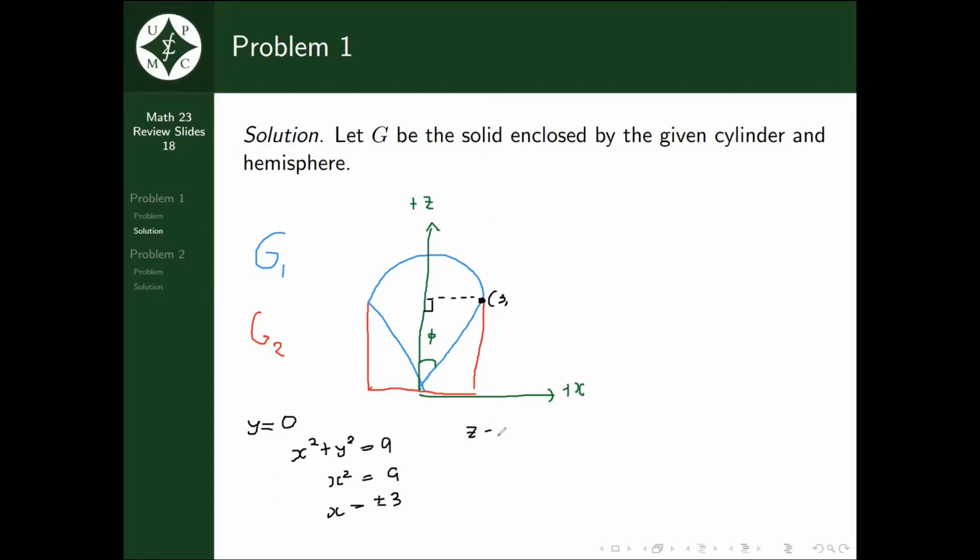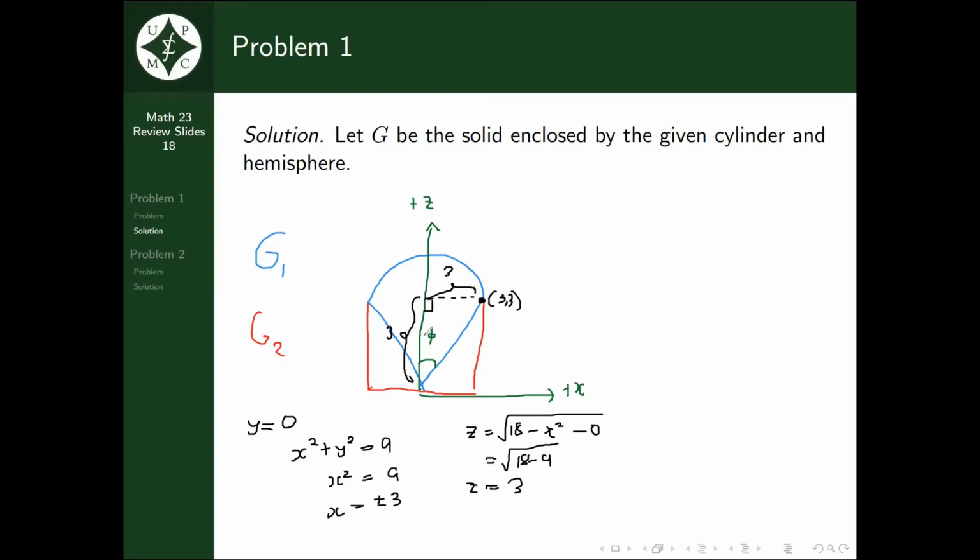So we have z is equal to the square root of 18 minus x squared minus y squared, but y squared is 0 because y is 0. So we just zero it out. Now we can just substitute x equals 3, and then we get z is equal to the square root of 18 minus 9, or z is just the square root of 9, which is 3. So we know this point is (3, 3). So in other words, this length is 3, and this length is also 3.